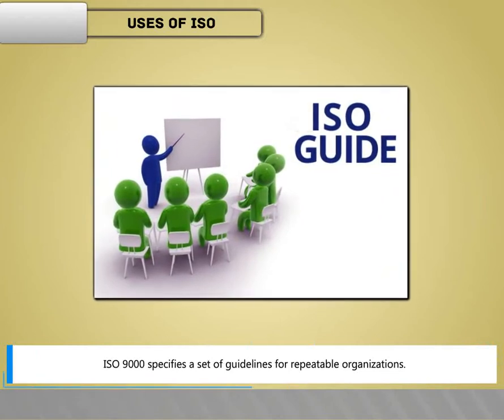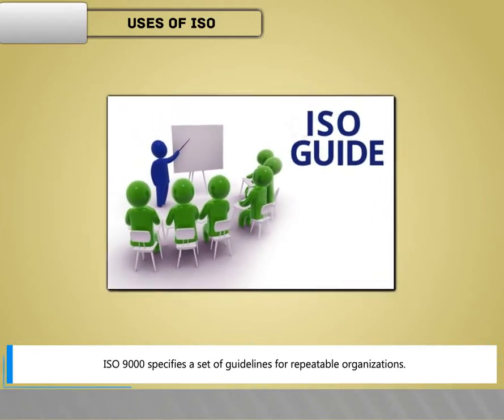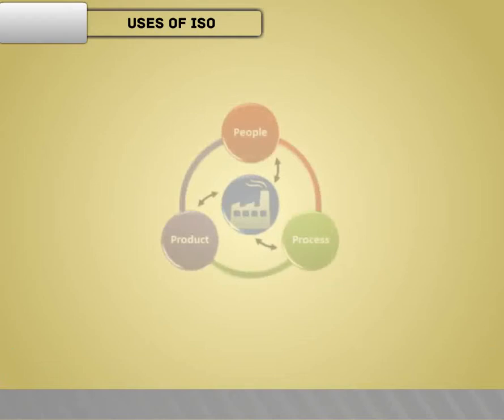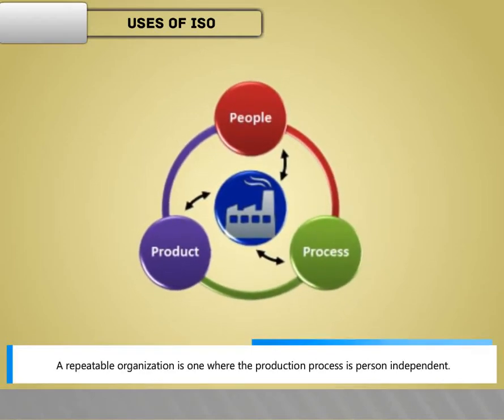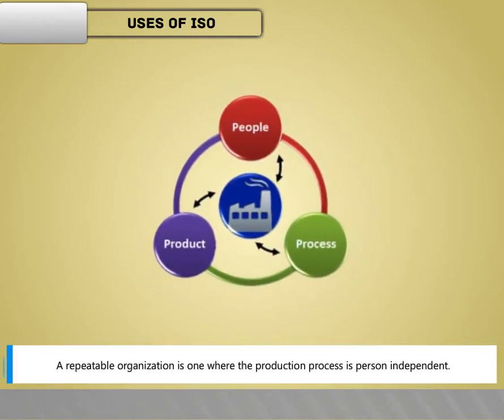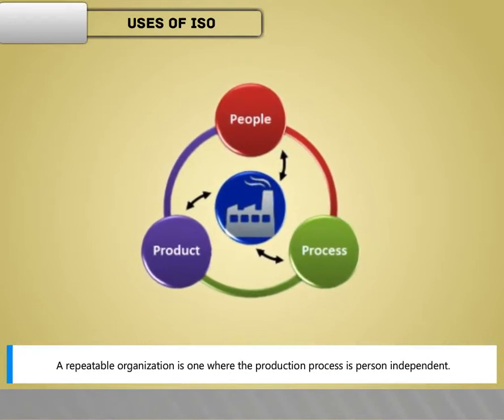ISO 9000 specifies a set of guidelines for repeatable organizations. A repeatable organization is one where the production process is person independent.